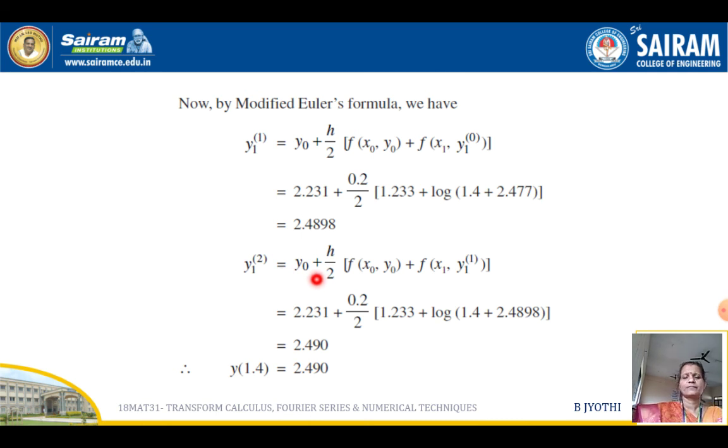It is given by y0 plus h by 2 into f of x0 comma y0 plus f of x1 y1 of 1. That is 2.231 plus 0.2 by 2 of 1.233 plus log of 1.4 plus 2.4898, which gives us 2.490. Therefore, y of 1.4 is 2.490. This is the answer we are getting at the end of the second stage.